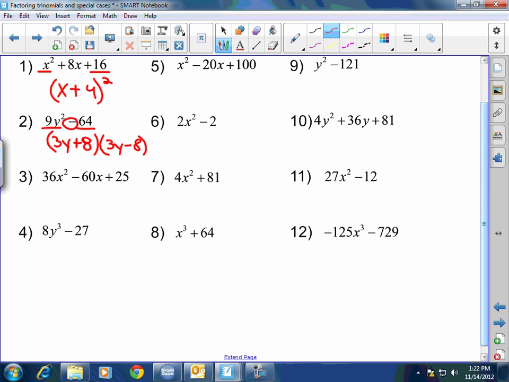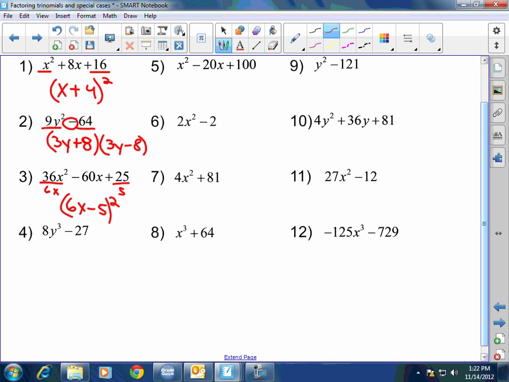Let's continue here. 3 looks tough, but that's why you need to learn how to recognize these. That's a perfect square, which is 6x. That's a perfect square, which is 5. What's 5 times 6 times 2? 60. So does this work? Yes, it does work, because a negative times a negative is a positive, and then you'll have a negative here in the middle. So this is going to be square root of the first minus square root of the second, squared. It's a lot easier than going 36 times 25, and then what times what equals that, but when added together is 60.